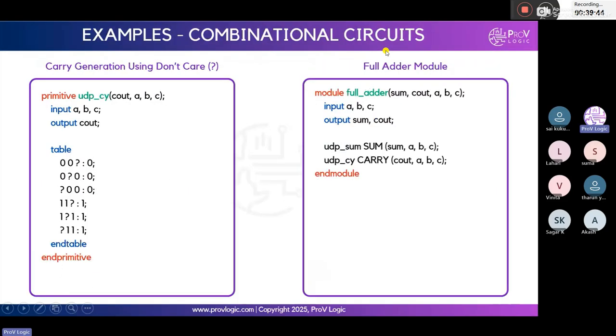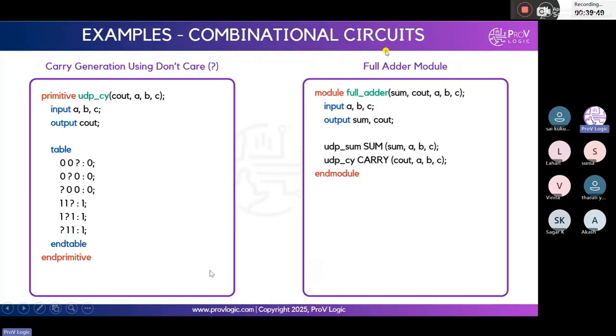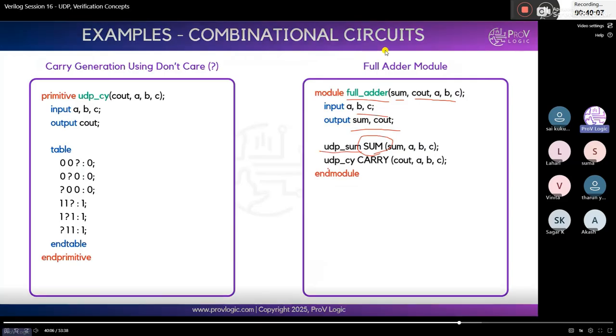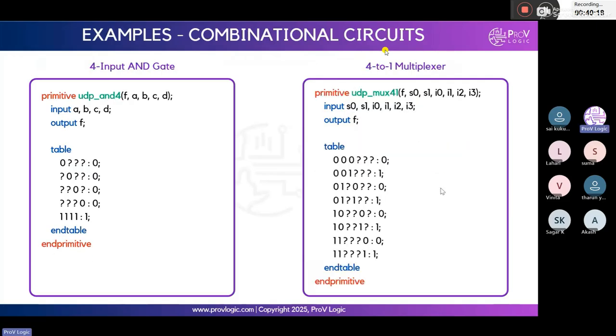So in the top level, whatever primitives we have written for sum and carry, we will connect in the full adder top level. So module full adder, output sum, carry, A, B, C are the inputs. UDP sum is the name of the sum primitive, and UDP CY is the name of the carry primitive, and we mention them here. We can also write the test bench and check the output.